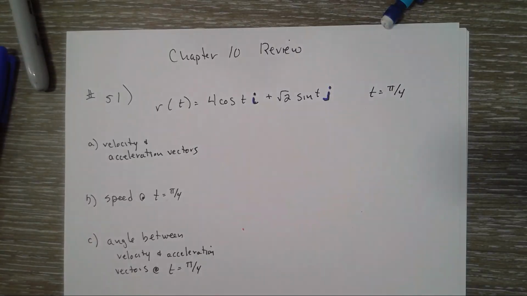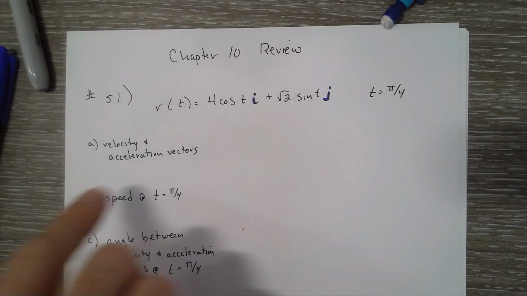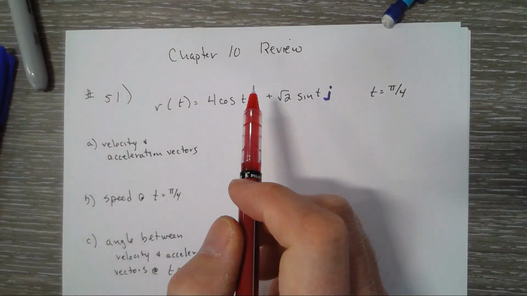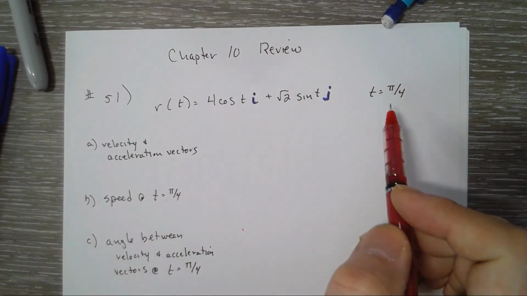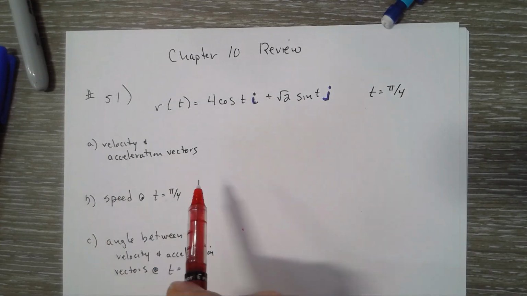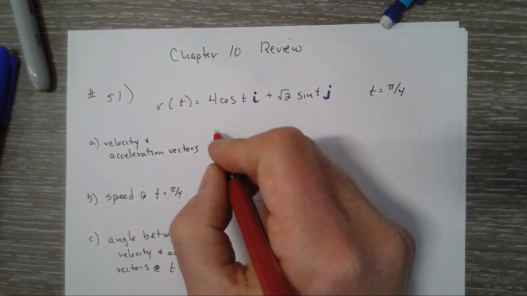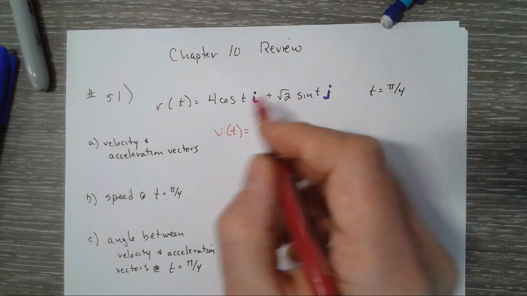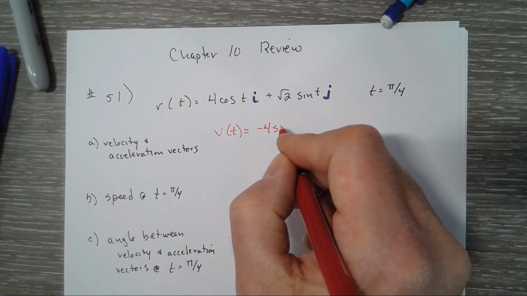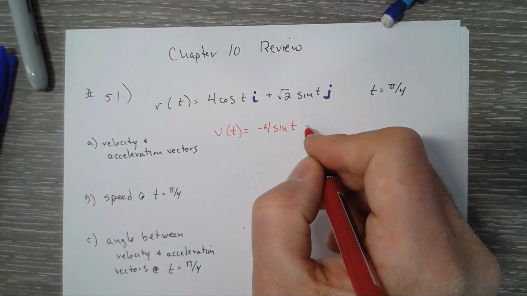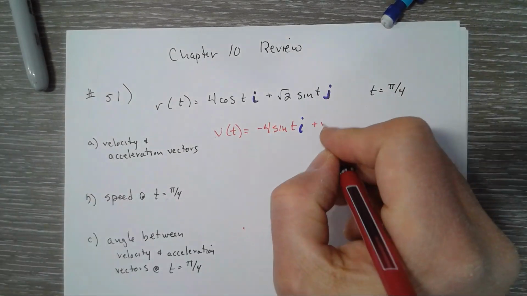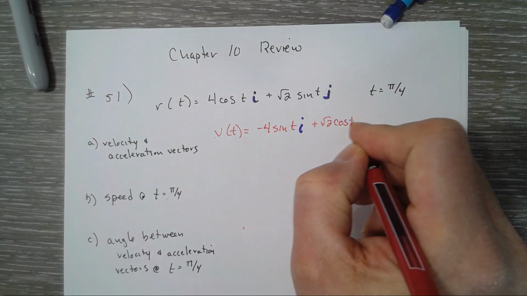Alright, Chapter 10 review, number 51. We're given our position vector, and we're trying to find the velocity and acceleration vector at t equals pi over 4. So, velocity vector is just the derivative of position. Derivative of 4 cosine t is negative 4 sine t i, plus square root of 2 cosine t j.